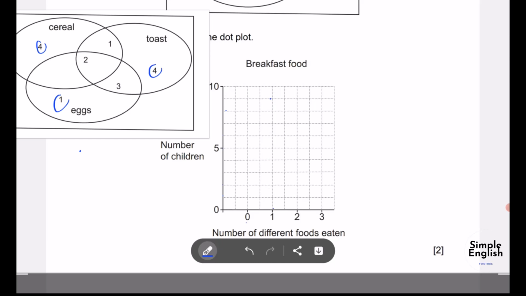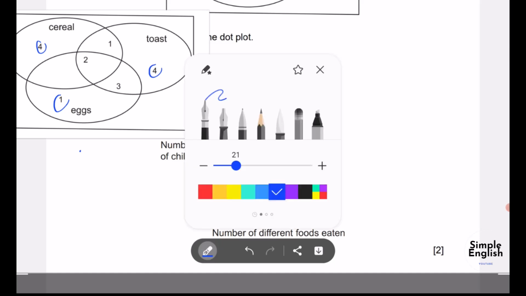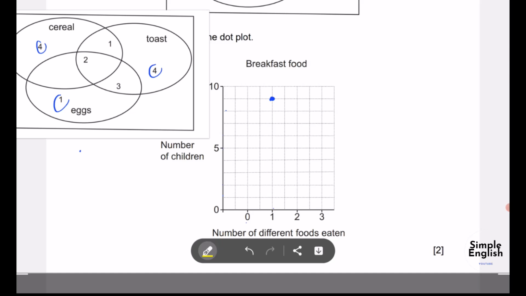Number 1 food here. Okay, how about 2 foods? We review another one. 2 foods: the first means the cereal and toast, right? And the other, the toast and eggs. So that must be 4, right? 4 here. How about 3 foods? 3 foods means 2, right? That means cereal, toast, and eggs. So 2 is here.